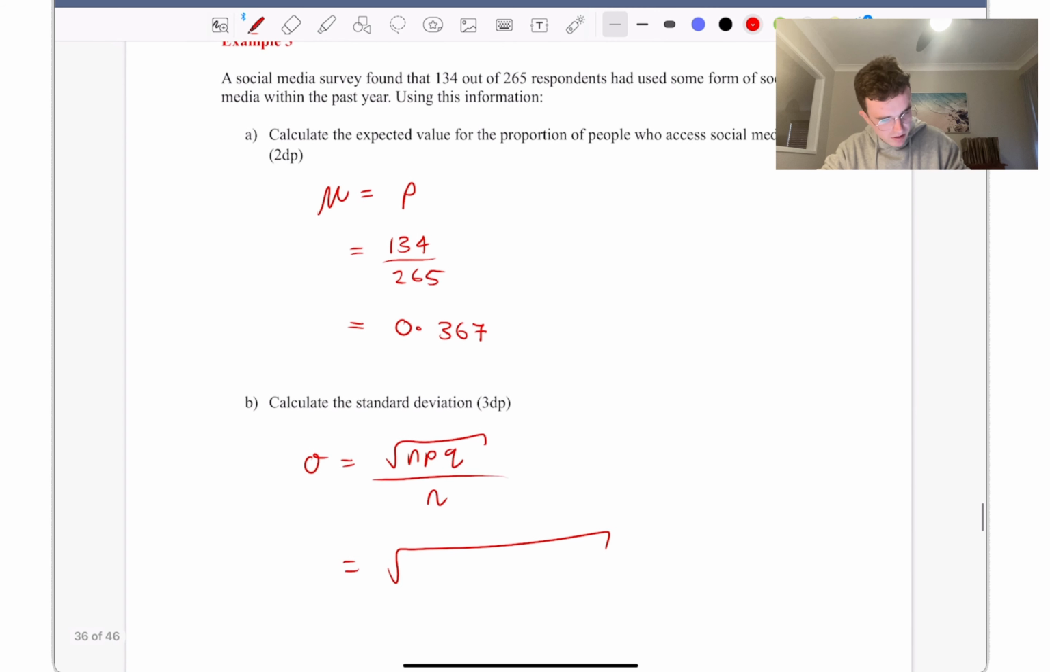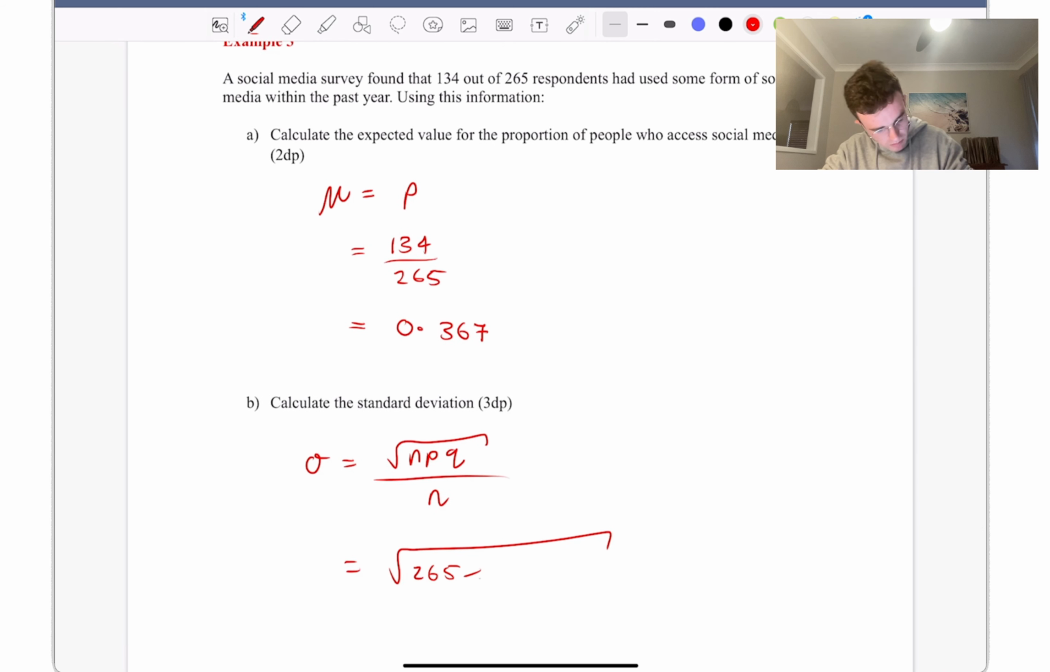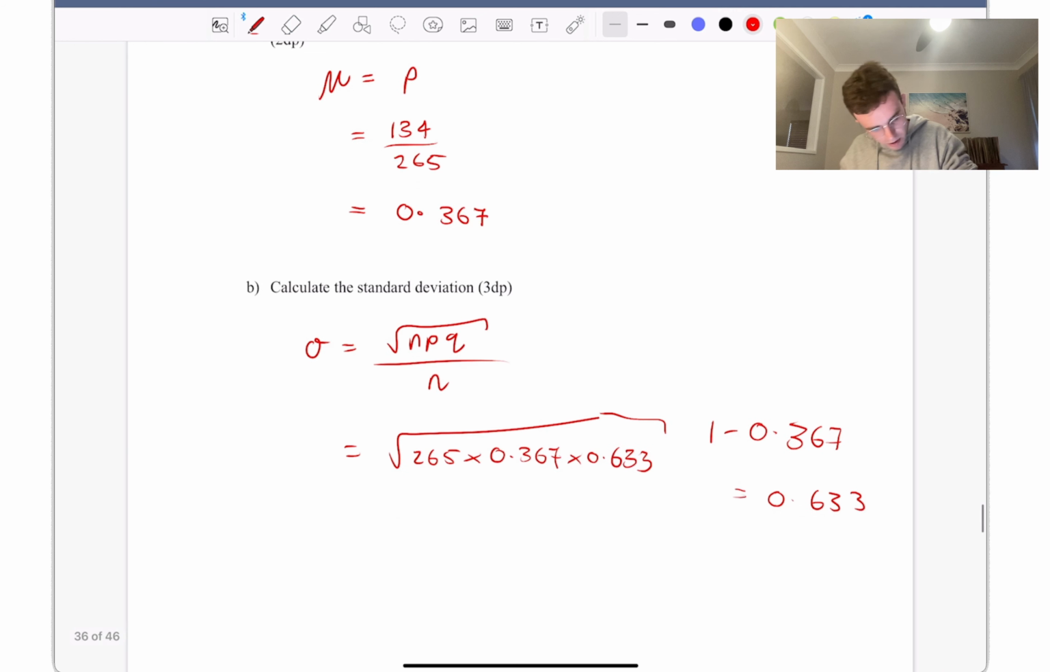And the standard deviation, the formula, is the square root of npq for a sample proportion, on n. The sample size is 265. The probability of success is 0.367. The probability of failure is 1 minus 0.367, which is approximately 0.633, over 265. Notice that these don't cancel in this case because there's a square root on the top. Which is about 0.0296.